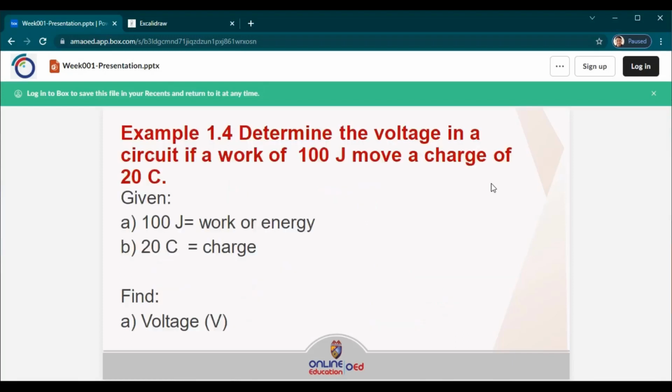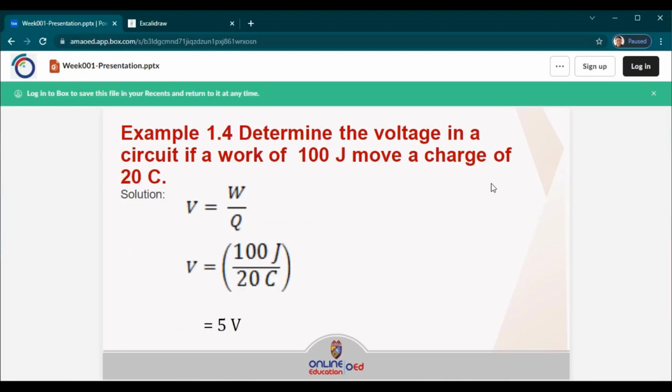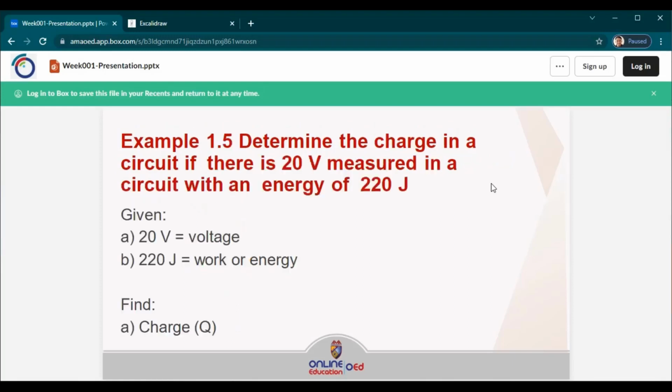Determine the voltage in a circuit if a work of 100 joules moves a charge of 20 coulombs. Okay, so we have our formula. V is equal to W over Q, given W, or work, which is 100 joules, and our charge, 20 coulombs. So 100 joules over 20 coulombs is equal to 5 volts.